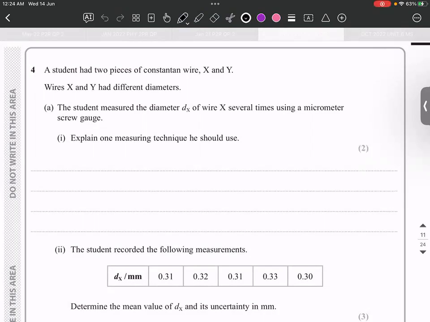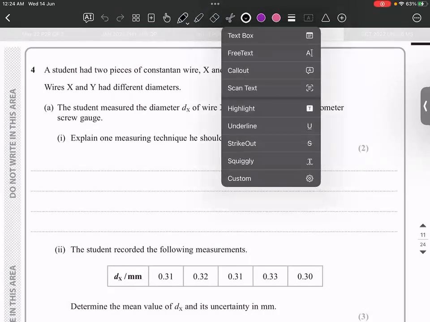Basically, to reduce the effect of random errors, repeat at different orientations along the wire, and he should calculate the mean. So why do we need to repeat? To reduce the random errors. So we will answer this question. It's a very simple question.